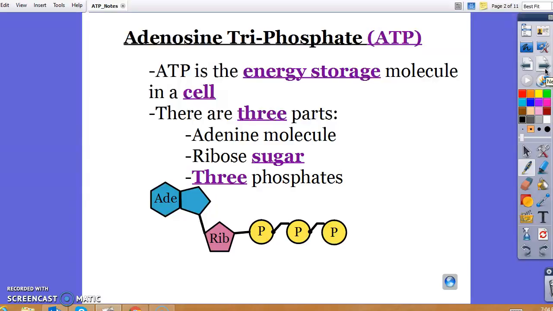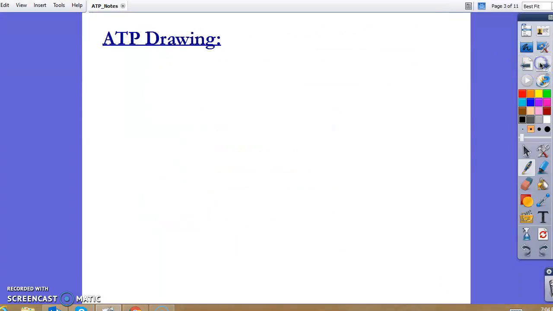ATP is defined as adenosine triphosphate. Y'all have seen this quite a few times. I've talked about it. You've also seen it on tests. Now we're really going to look into this. So ATP is the energy storage molecule in a cell. The three parts are adenine, ribose, and three phosphates. So adenine, ribose is a sugar, and then you have these three phosphates. That's what the P's are. 1, 2, 3. That's why it's called adenosine triphosphate.